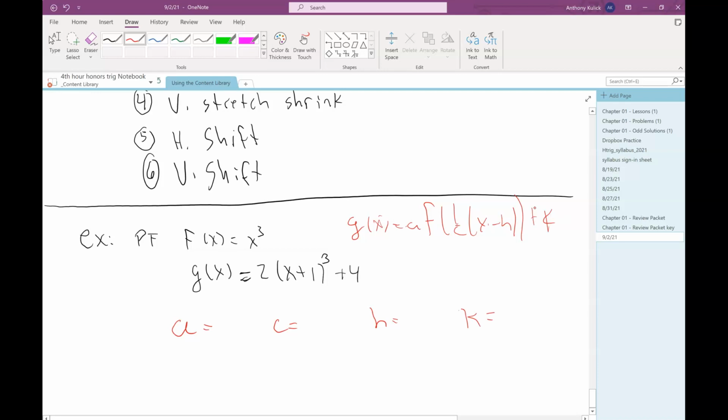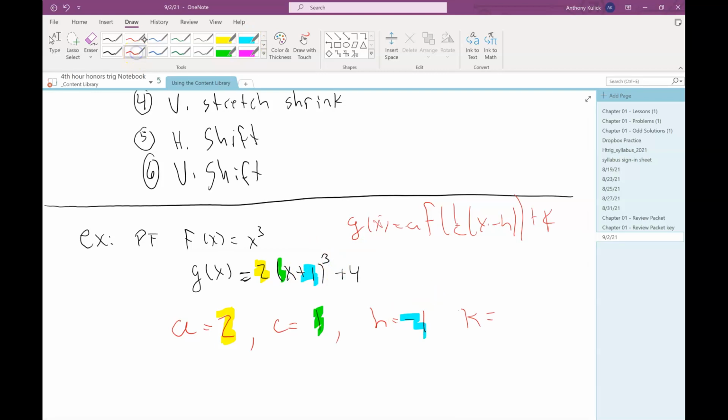In this case, what's my value for a? 2. Everybody good with that? What's my value for c? 1. Is everybody okay with that? What's my value for h? -1. Very good. Remember, it's always the opposite sign of what it appears. And the value for k is 4.